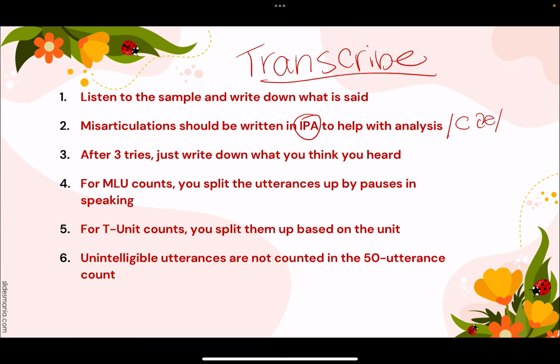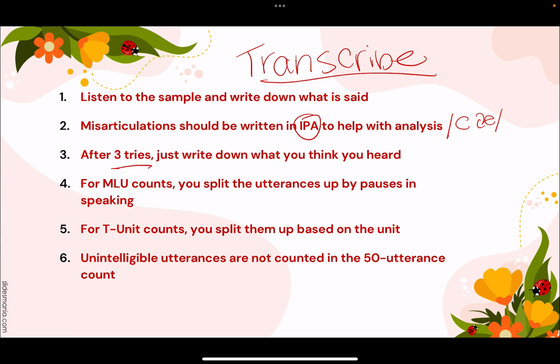After 3 tries, just write down what you think you heard. It's not going to hurt anything. Don't go back and listen to it 6 or 7 or 10 or 12 or 20 times. Just try it 3 times. Whatever you think you heard, write down what you heard. It's not going to so alter the entire transcription if you get 1 or 2 words wrong, or if you're not totally understanding what the client is saying.